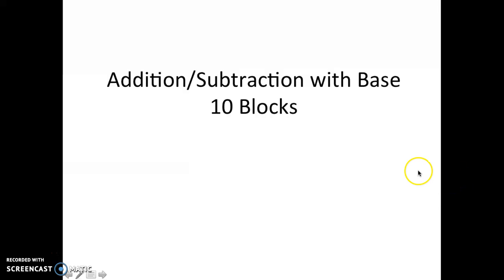Hello, this is Constance Valdez, and today I will be teaching different non-traditional methods in addition, subtraction, multiplication, and division. First, I am starting with addition and then subtraction with base 10 blocks.